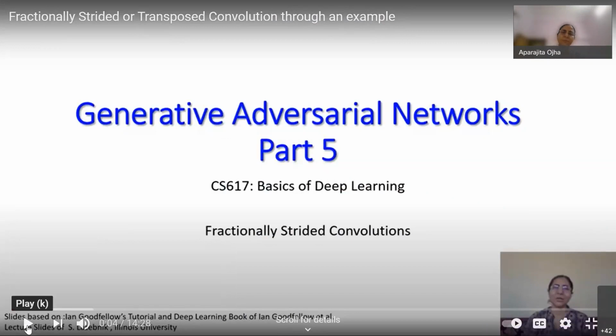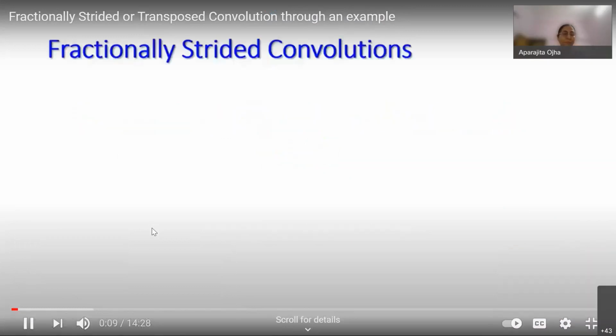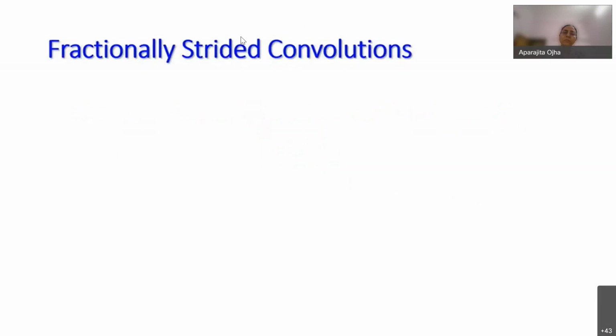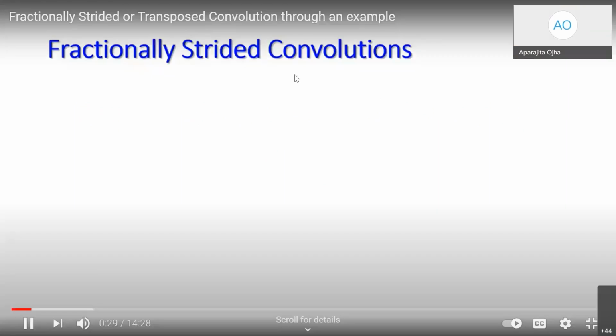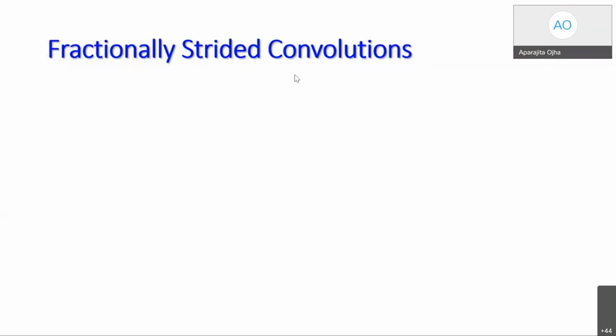Thank you. Today we shall be discussing fractionally strided convolution. Fractionally strided convolutions are used for upsampling. If you remember, GANs use latent variable or latent sample from where it generates the data samples which are as real as possible. So from this low dimensional vector, which is a latent vector, we generate samples which can be images or which can be any other data sample.